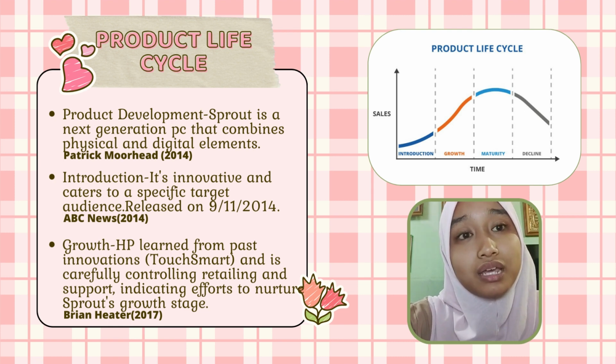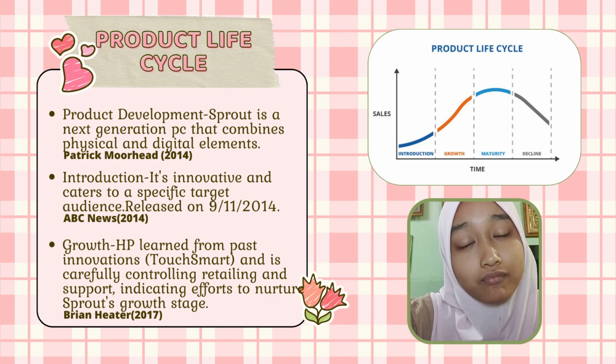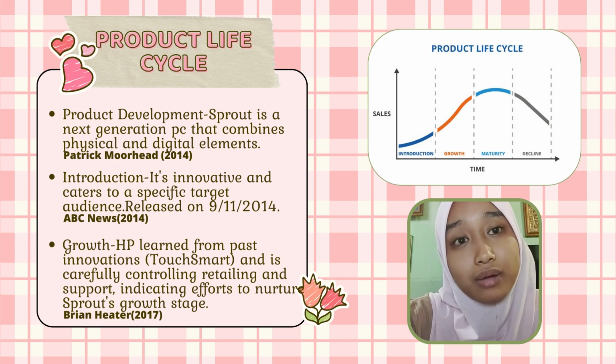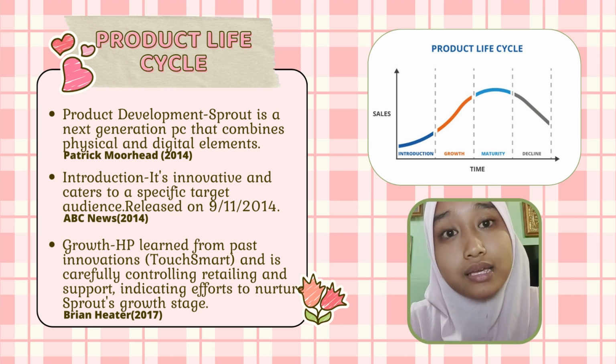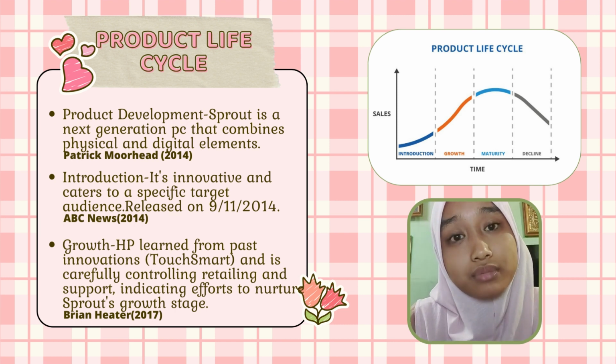So, what is the meaning of product life cycle? A product life cycle is the length of time from a product first being introduced to consumers until it is removed from the market. The amount of time spent in each stage will vary from product to product, and different companies have different strategic approaches to transitioning from one phase to the next. The first one is the product development stage.